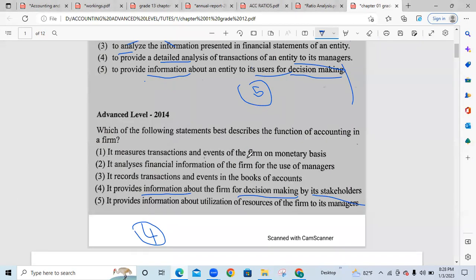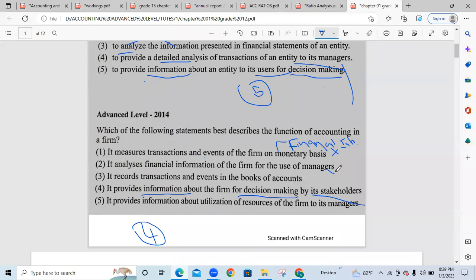It measures transactions, and this is actually not a process. It measures transactions and events of the firm on monetary basis. They are trying to say this is financial information. Financial information only you recognize in monetary basis. So the first one is financial information. It's not financial accounting. It's financial information because you are measuring in terms of money.